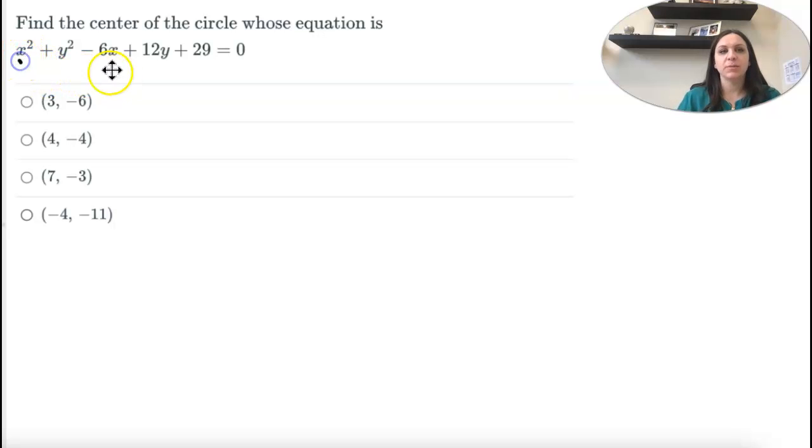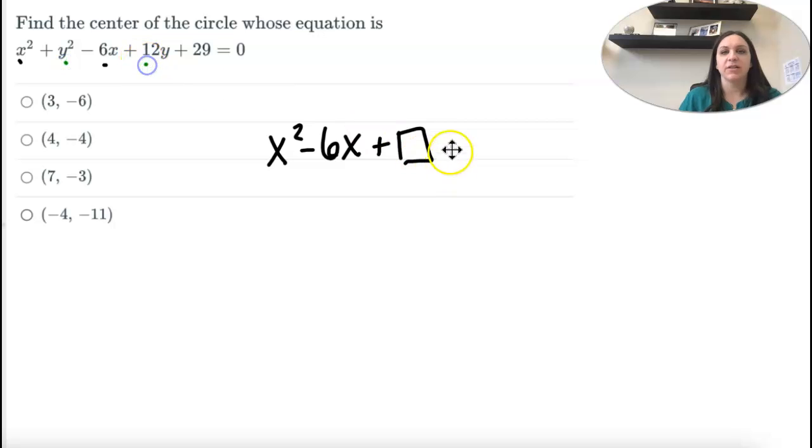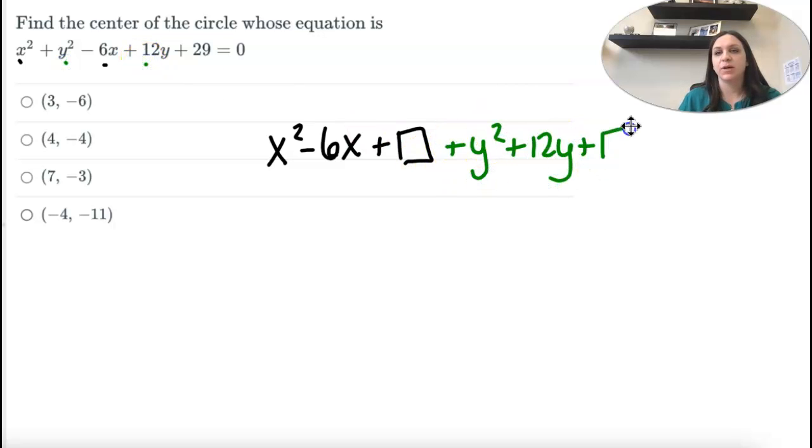So what I'm going to do is put my x's together and get ready to complete the square. So I'm going to add a number, then I'm going to get my y's together and leave space to complete the square. And then this 29 I'm going to bring to the other side. And then whatever I add here on the left, I have to add on the right.